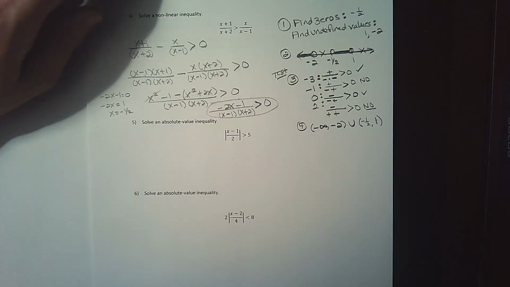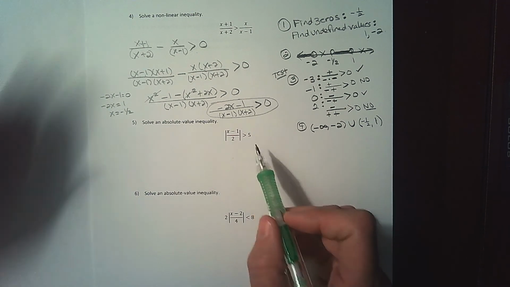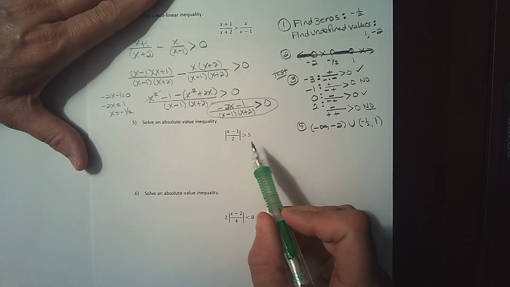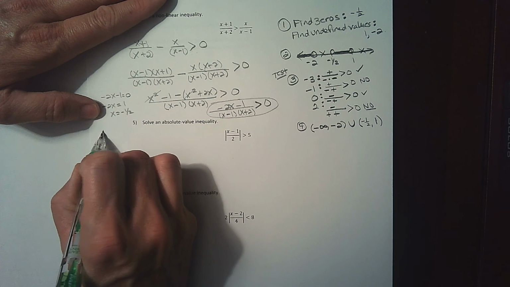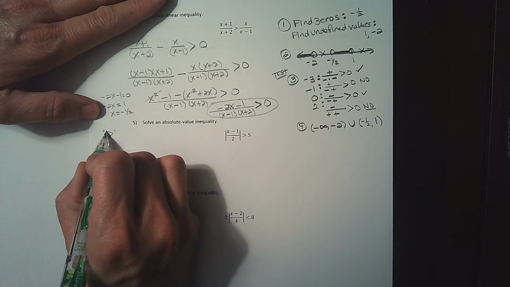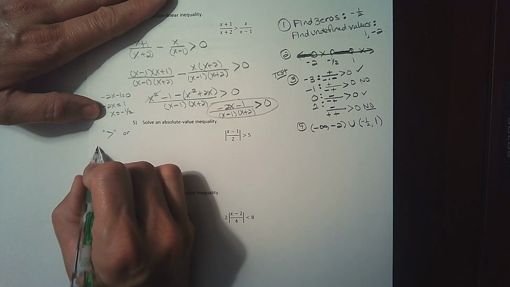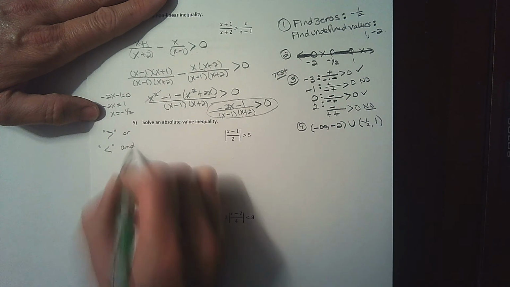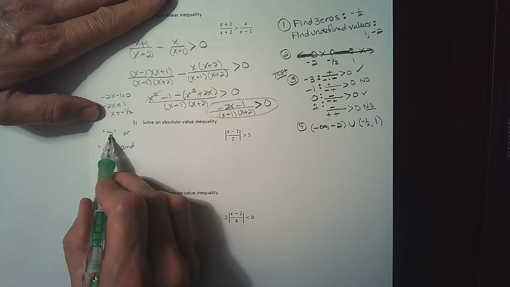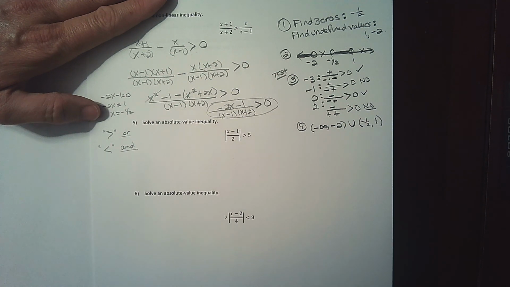Let's take a look at a couple that are absolute value inequalities. You should have studied these really in Algebra 1. In studying these, you probably learned a little trick: if your symbol says greater than, you connect with the word or. And if your symbol is less than, you connect with the word and. So greater than, we use or. Less than, we use and as a connecting word.